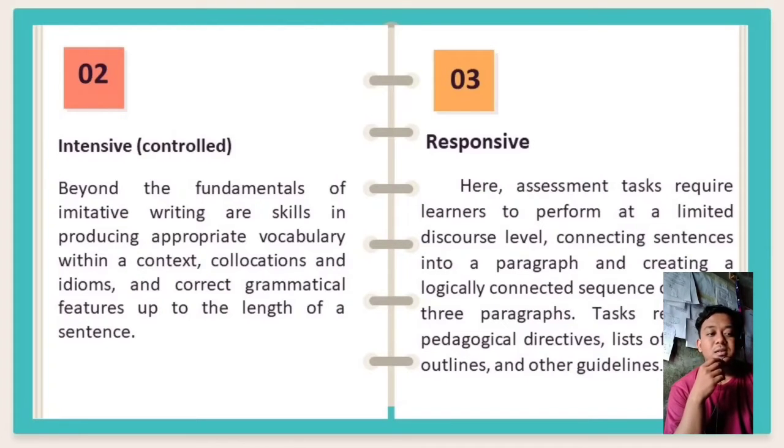The third one, responsive. Here, in the responsive, assessment tasks require learners to perform at a limited discourse level, connecting sentences into a paragraph, and creating a logically connected sequence of 2 or 3 paragraphs. Tasks related to pedagogical directive, list of criteria, outline, and other guidelines.